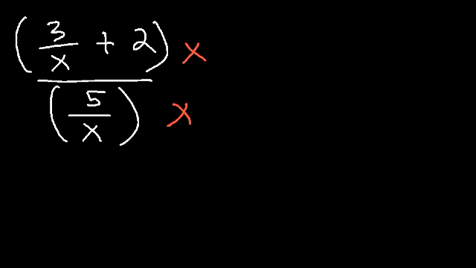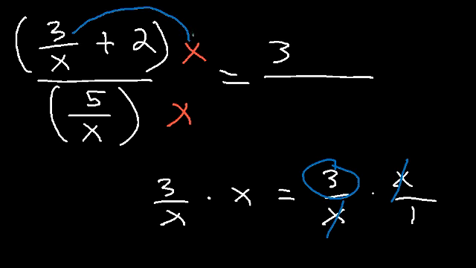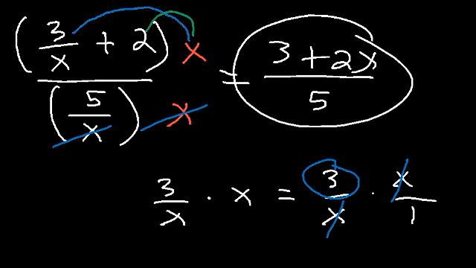So now let's distribute. What is x times 3 over x? 3 over x times x is the same as 3 over x times x over 1. The x variables will cancel, and you're just going to get 3. So it's going to be 3, and then x times 2 is 2x. And if we multiply 5 over x times x, the x variables will cancel, and we'll be left with 5. So this is the final answer: 3 plus 2x divided by 5.